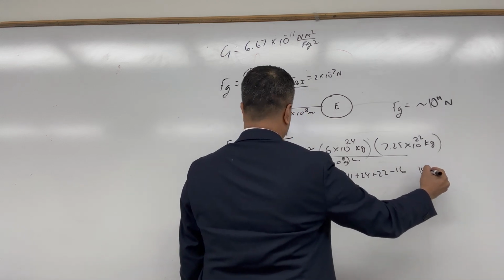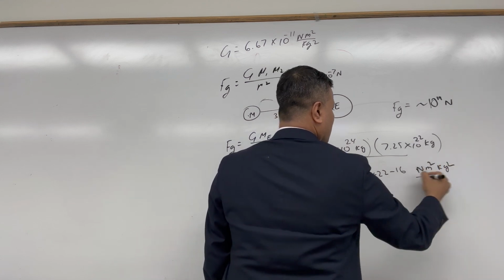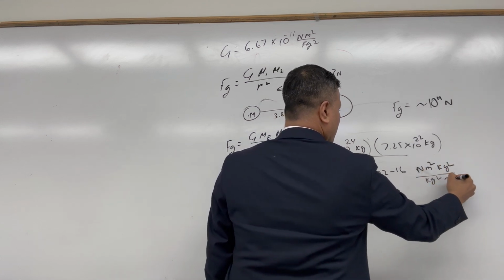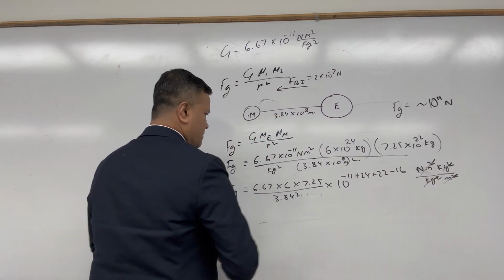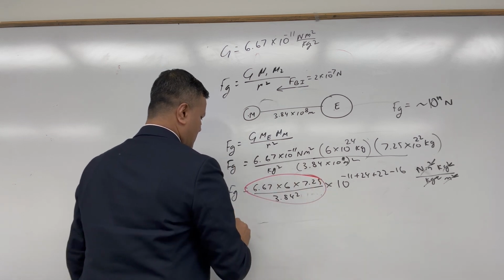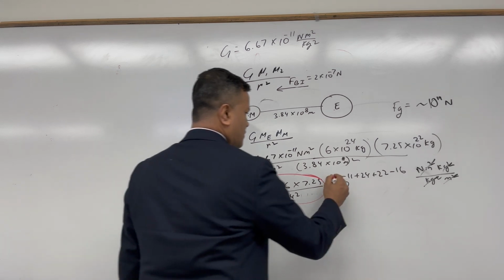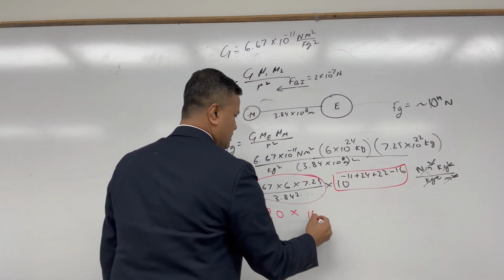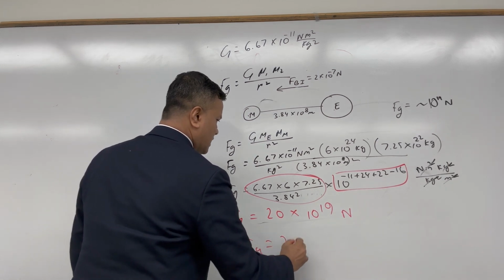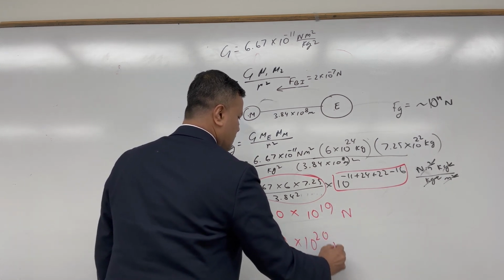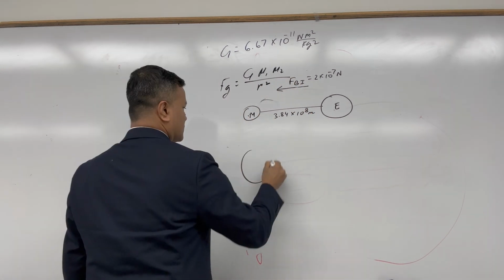The units are kilogram, Newton meter square over kilogram square, and meter square. And this is going to give you 20, and this is going to give you 10 raised to 19. So Fg is equal to 2 times 10 raised to 20 Newton. So once again, Isaac is almost right.